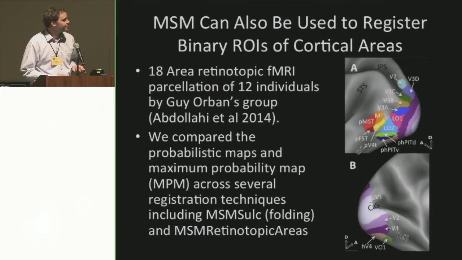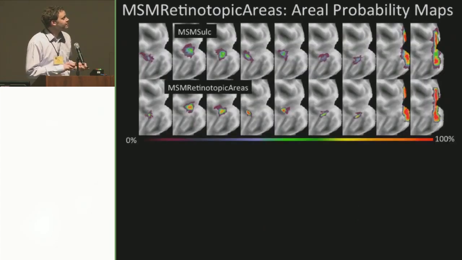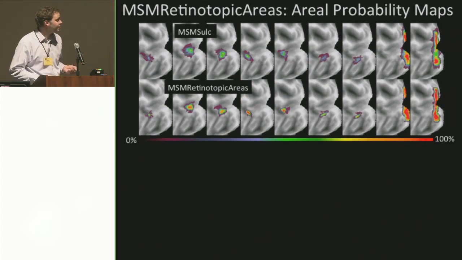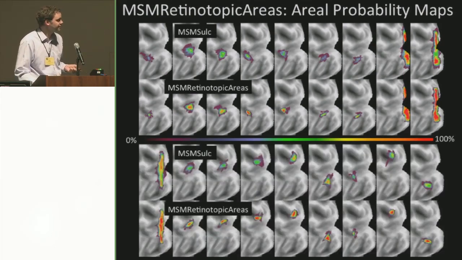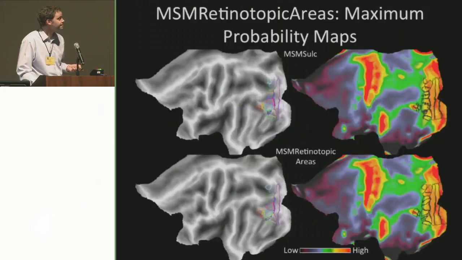And we're going to look at both the probabilistic maps and the maximum probability maps across the two techniques. So here are these retinotopic areas. So first, the probability maps. We've got folding-based alignment along the top and alignment driven by the retinotopic areas along the bottom. And you'll see basically in every case we do better in terms of the overlap of the areas across subjects.